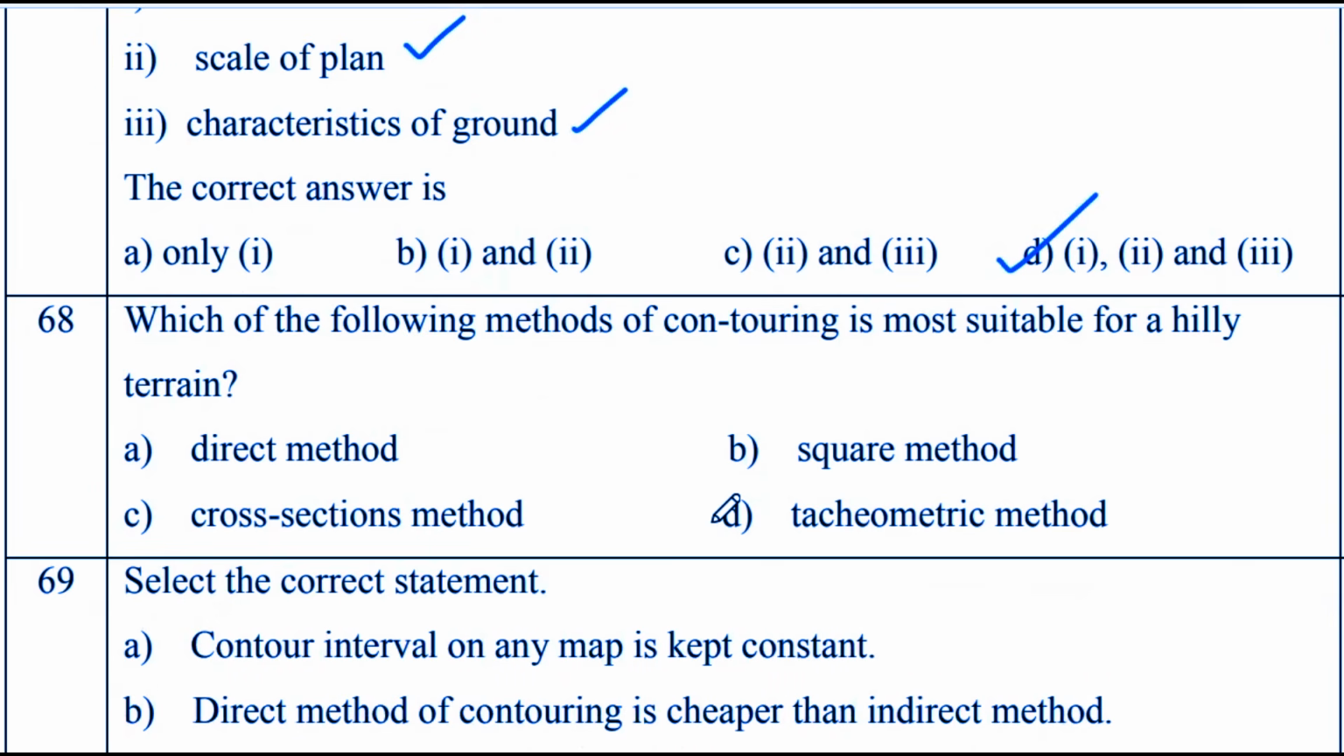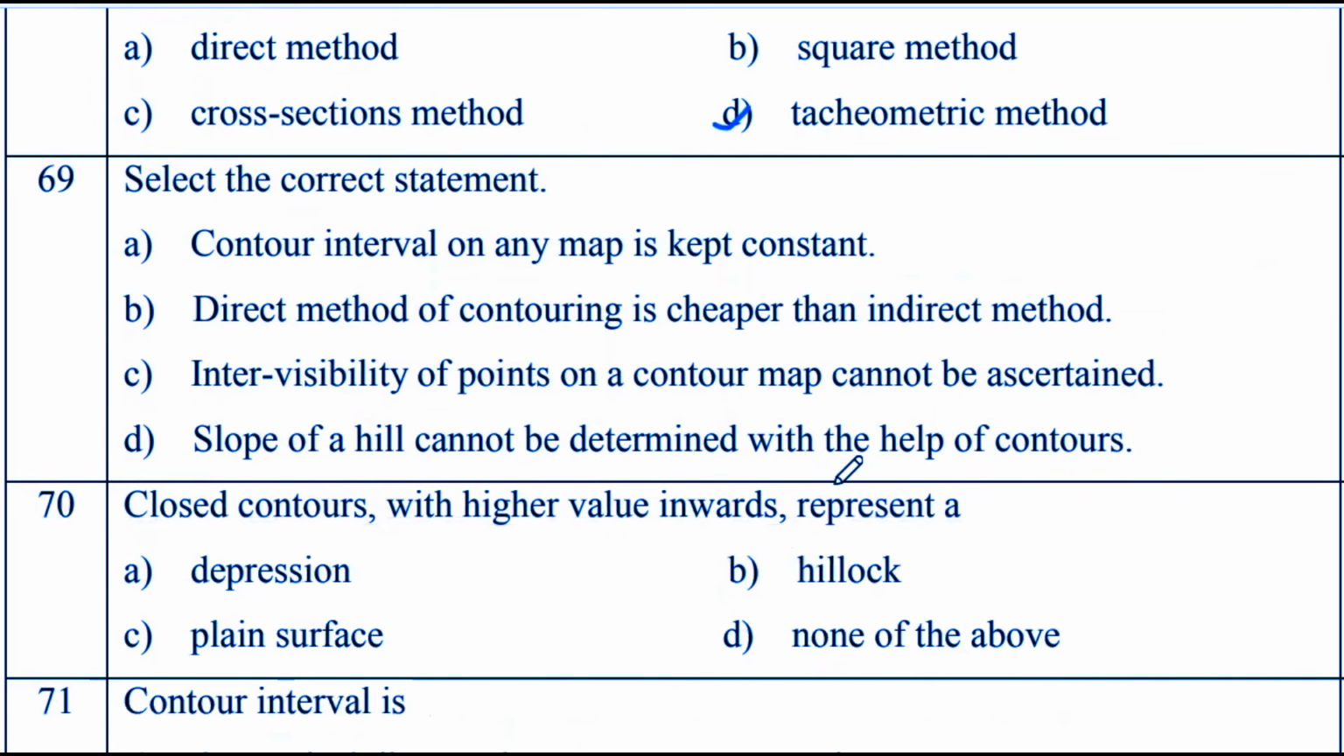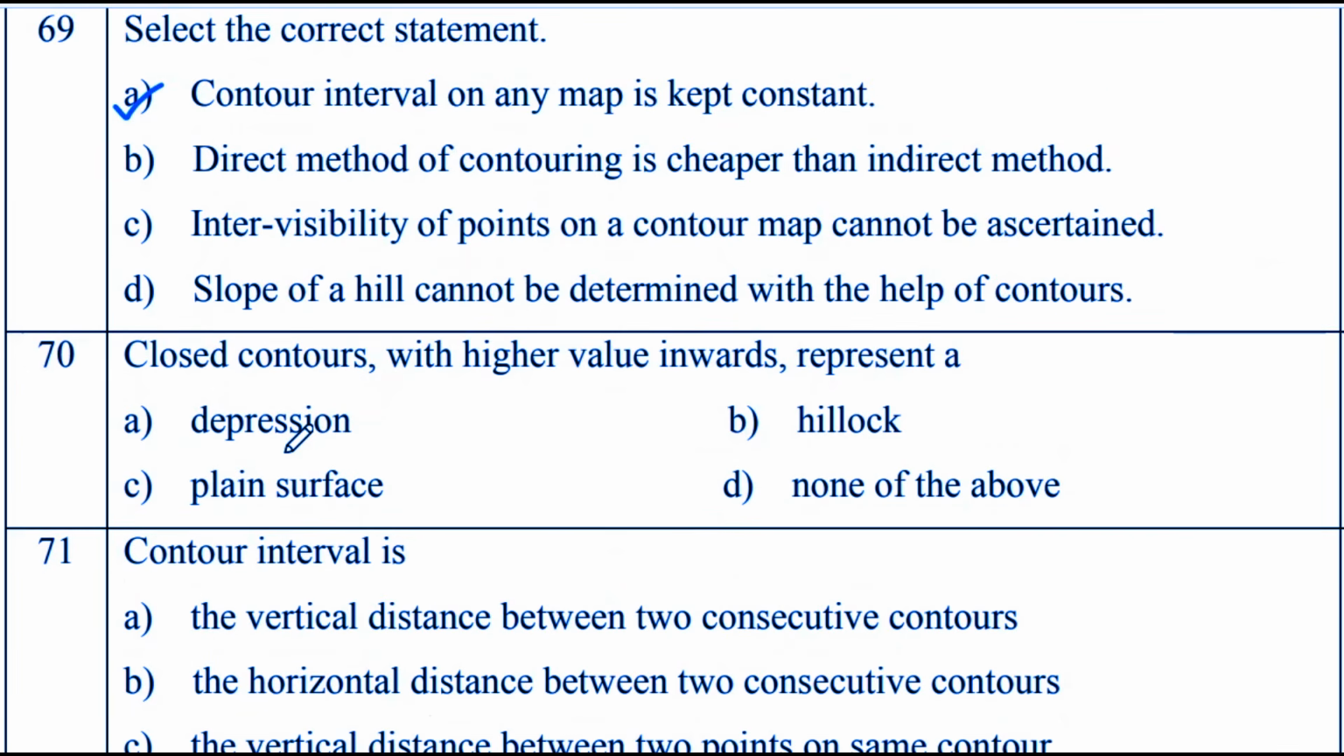Which of the following methods of contouring is most suitable for hilly terrain? That is called the tacheometric method. Select the correct statement. Contour interval on any map is kept constant. Yes, this is right, and the other answers are incorrect.